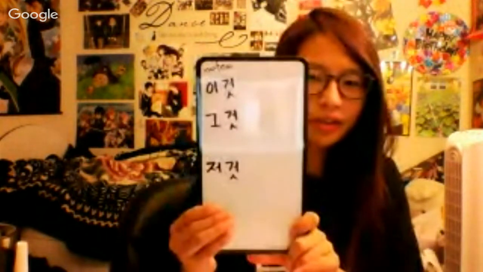So today I said I'm going to teach the subject markers, topic markers, and direct or object markers, right? But before I start off with that, I want to teach about these three right here: 이것, 그것, and 저것.